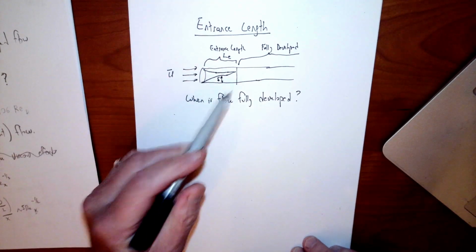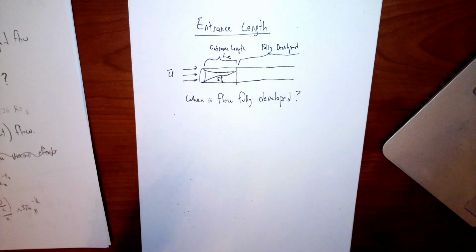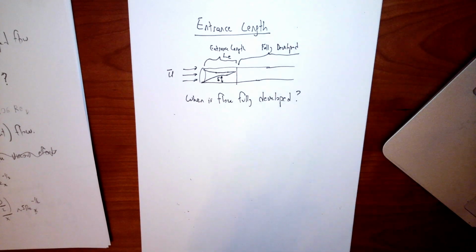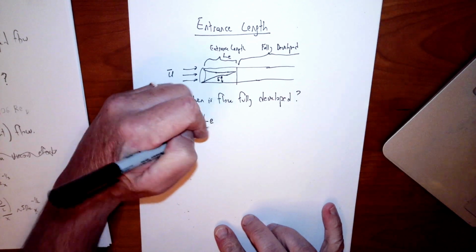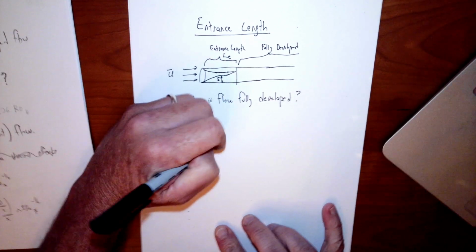So we want to know how long this entrance region is, so we know whether, when we're analyzing a pipe, we should treat it as a fully developed pipe, or whether we have to take into consideration that maybe we're still in the entrance region. We're going to call the entrance length L sub E. That'll be our entrance length.